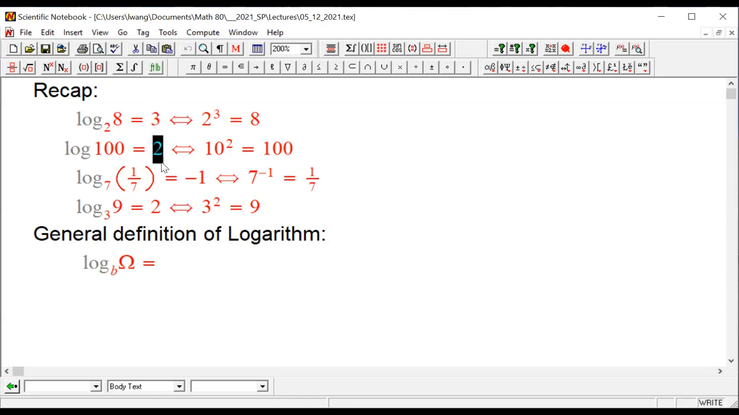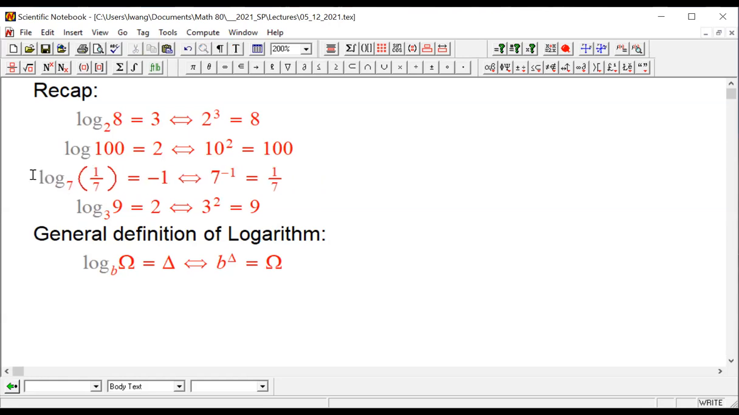It can be 2, can be 3, can be negative 1, it can be any number. So we're gonna together represent them by a triangle. And this will lead to the exponential form, which is the number at the triangle place as the power of the base. You see 3 to the power 2, 10 to the power 2, 7 to the power negative 1, 2 to the power 3. So the base B raised to the power triangle is equal to omega. You guys follow me? Okay, so this is the general definition of logarithm.